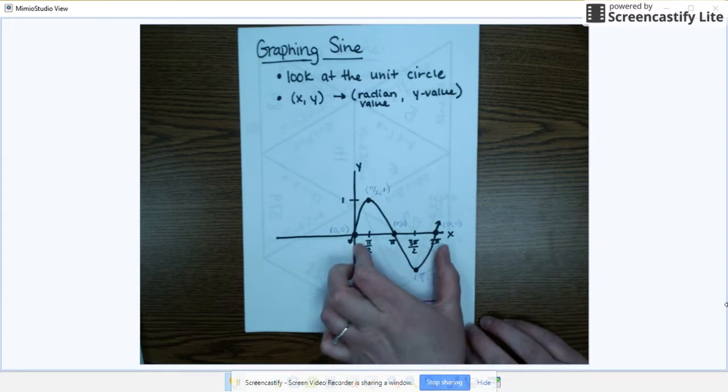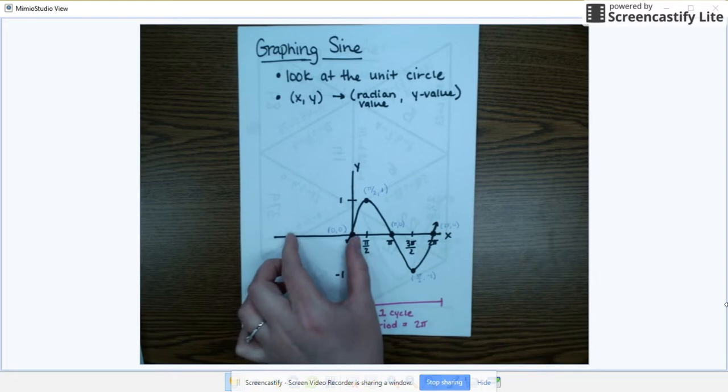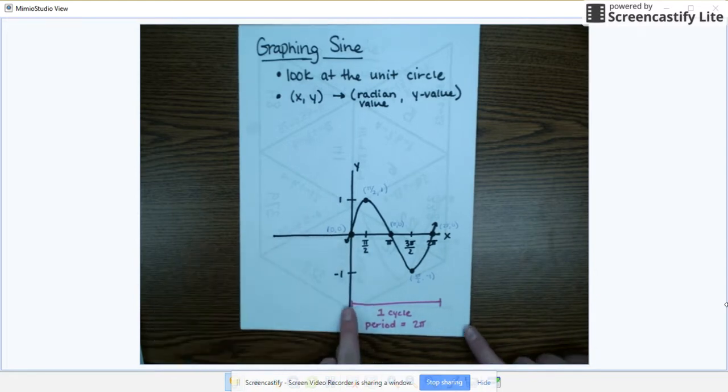So this cycle would just be slid over and repeated, slid over and repeated, and it can go to the negative values as well. So what we're looking at is one cycle. The period means the length of that cycle, and it took us from 0 to 2 pi to get that period. So our period of the sine function is always 2 pi.